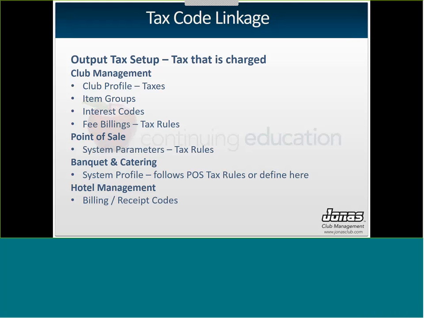Outside of the club management module, you can assign tax codes in point of sale as well, and this is all done through system parameters tax rules. So this is point of sale, system setup, system parameters, and then you'll go to tax rules, and that is where you set up the individual tax codes to tell Jonas exactly what to charge when you're selling items through the point of sale.